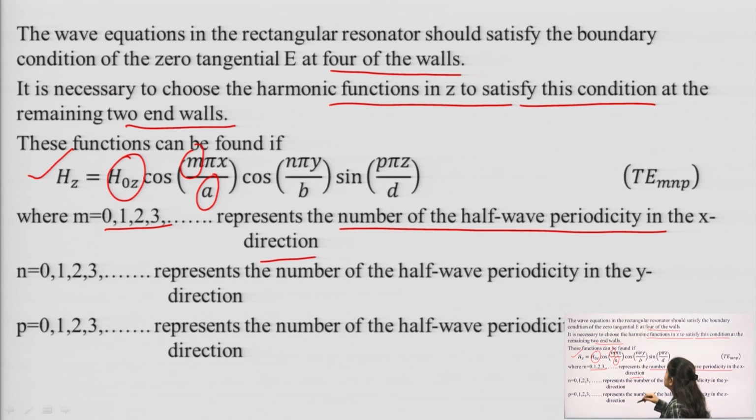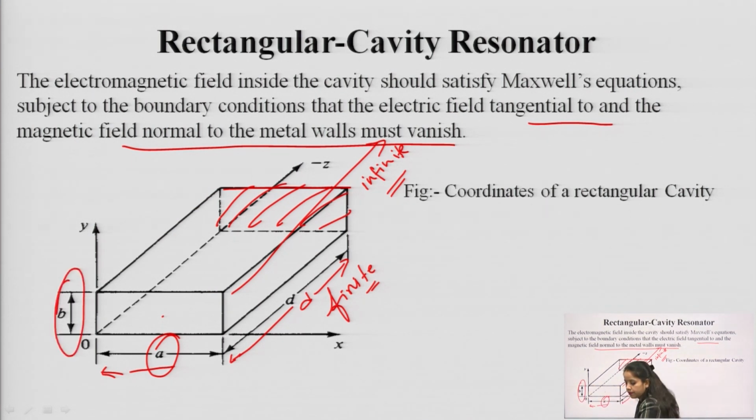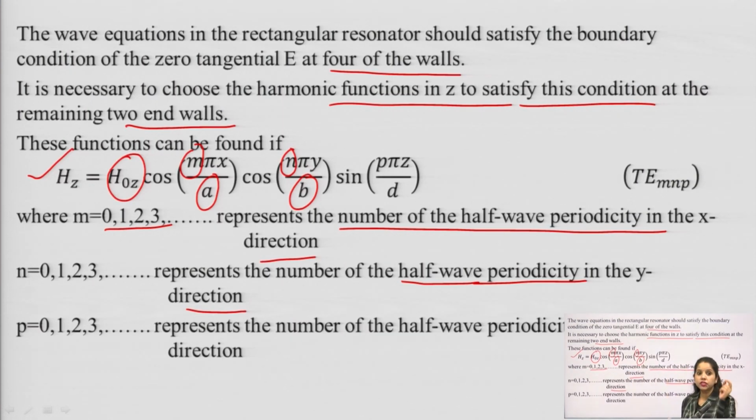Now comes the cos(nπy/b) term, and the value of n, same as m, varies from 0, 1, 2, 3, 4, 5 and so on. It represents the number of half-wave periodicities in the y direction, and b is the dimension of the cavity in the y direction.